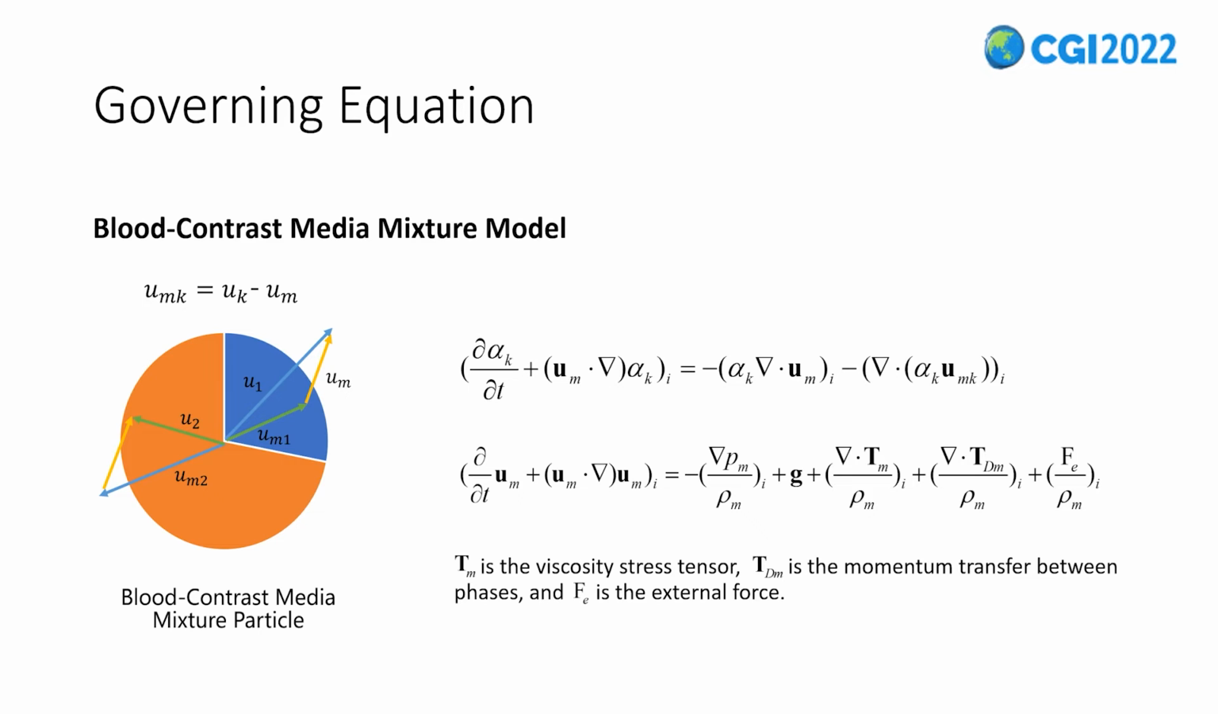Here is the governing equation of our simulation. The left side of the first equation is the substantial derivative of the volume fraction of phase k with respect to the mixture velocity u_M. And the left side of the second equation is the substantial derivative of the mixture velocity u_M. Therefore, we can solve these two equations by calculating the time integral on the right side to update the volume fraction of phase k and the mixture velocity, and thus simulate the contrast media propagation in blood vessels.